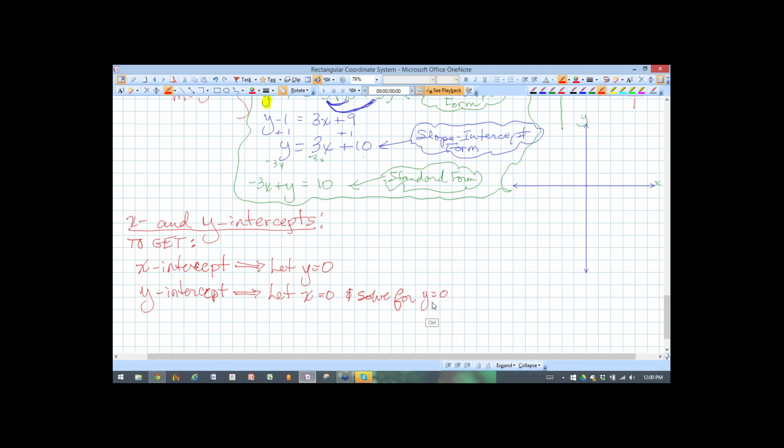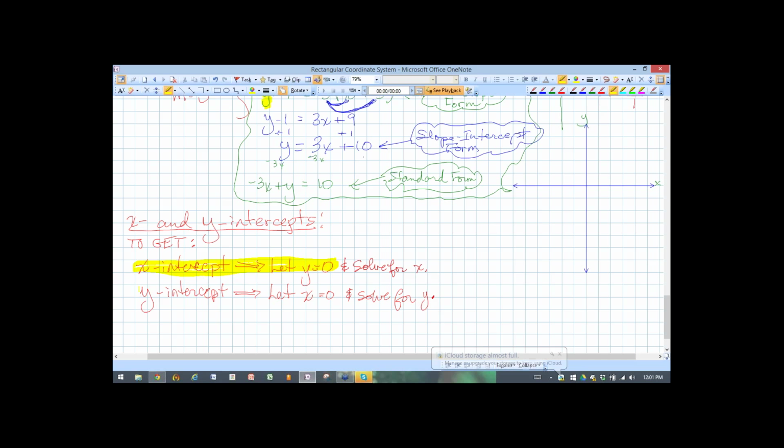Wait, I didn't mean to put 0 there. I meant to just put a period there. You don't even have to really write that last part. The important thing to remember is that to find one intercept, you plug a 0 in for the other variable.